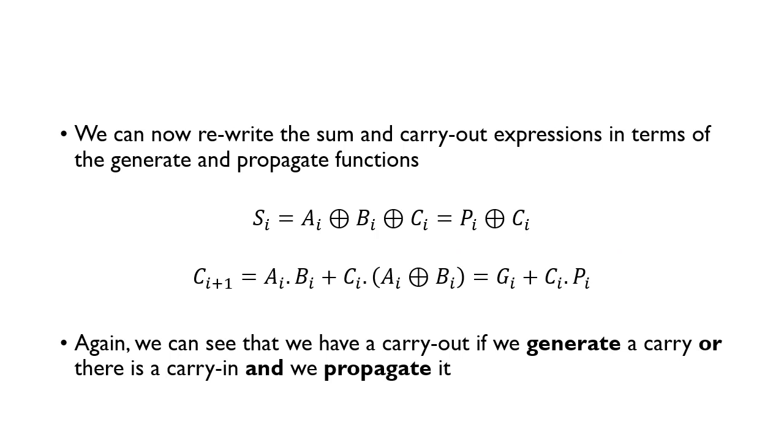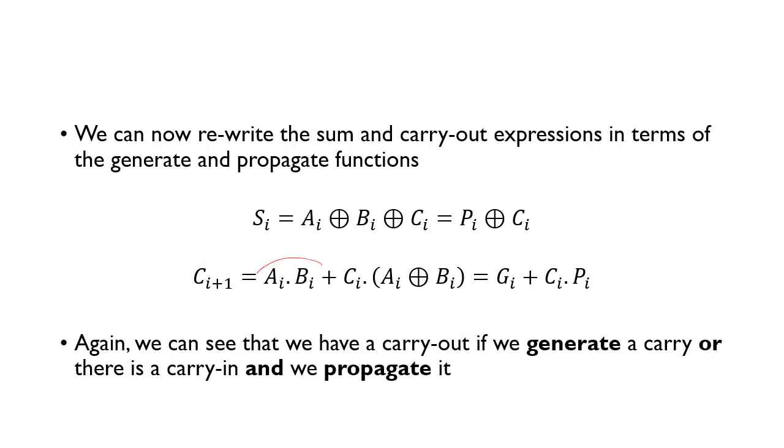Now we've got these new terms for propagate and generate, we can rewrite the expressions for the sum. This is the normal expression we've seen for the sum before, and now we know that we're calling A XOR B the propagate function, so we can rewrite that and say the sum is given by propagate XOR the carry in. And again, this is an expression we've seen before for the final carry out.